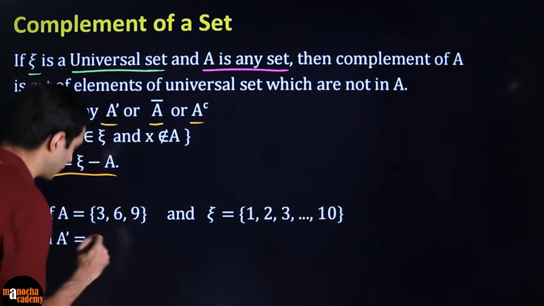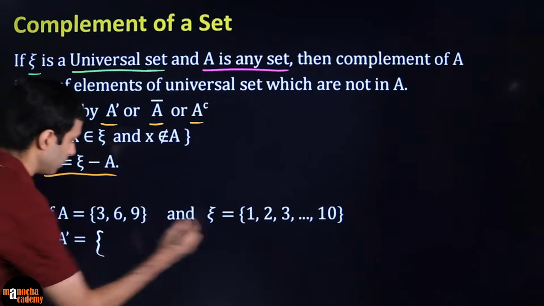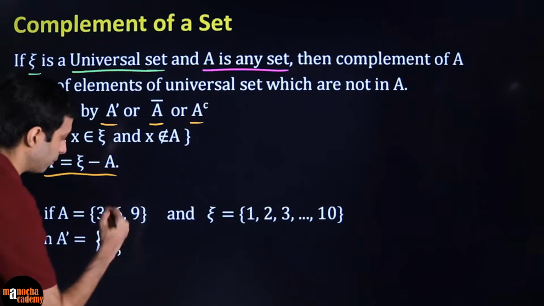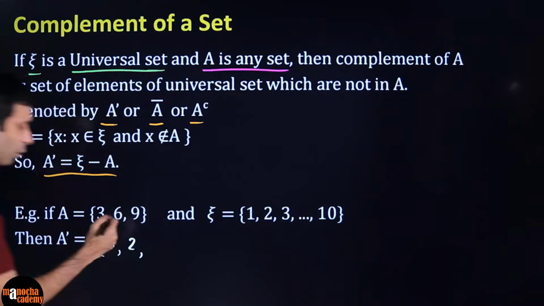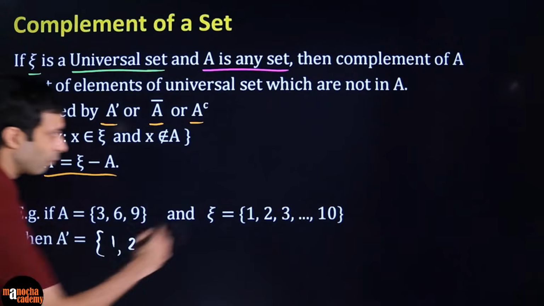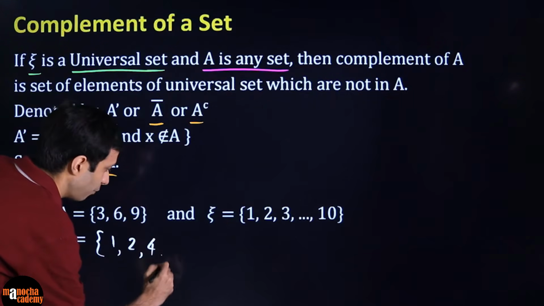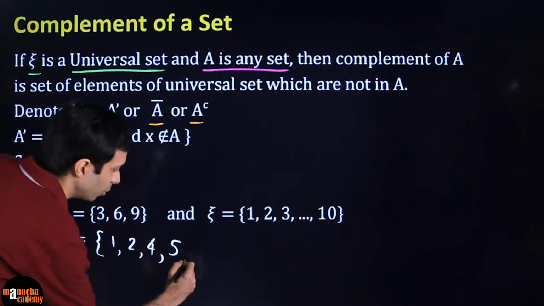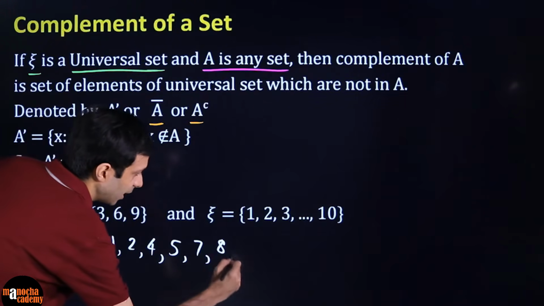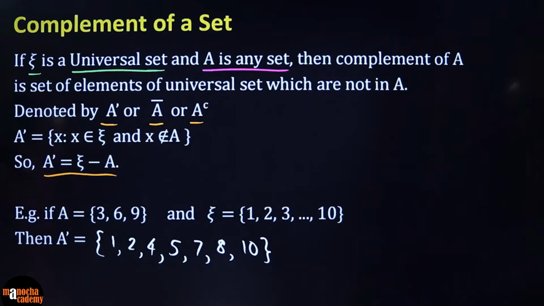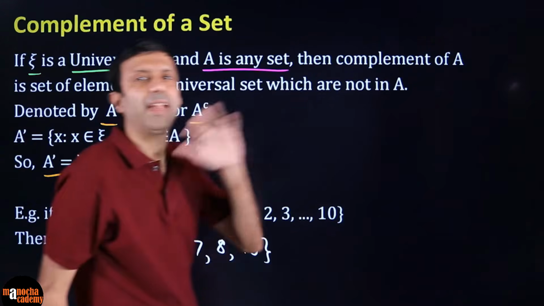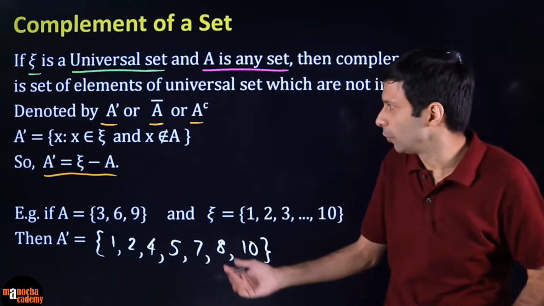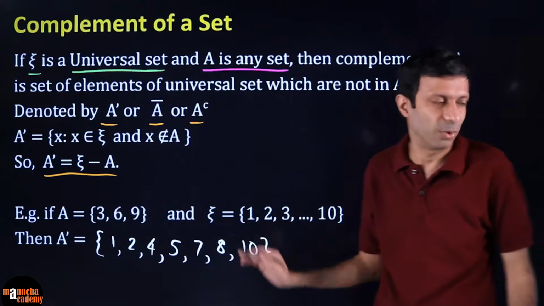Again, you look at your universal set, it contains 1 but A does not have 1, so I'm going to put it here. Again 2 is present but not in A. 3 is present but it is also present in A, so I cannot include that here. 4 is present here but not in A. 5 in universal but not in A. Similarly, 6 is present in A, so I can't include it. And 7, 8 and 10. So basically all the remaining elements, all the elements in the universal set which are not in A. If you take both of these, then you will get the universal set, as you can see here.